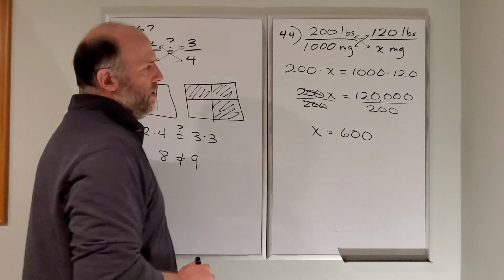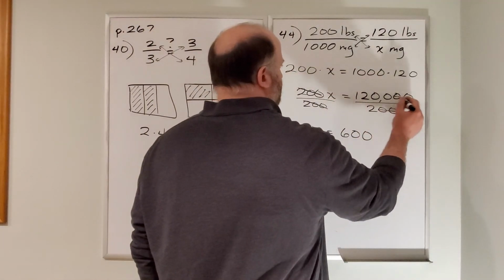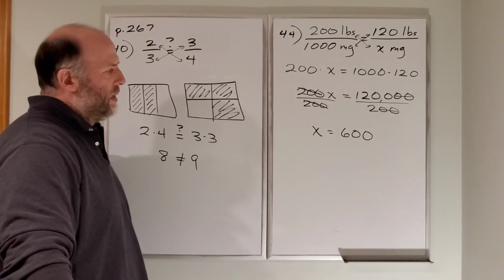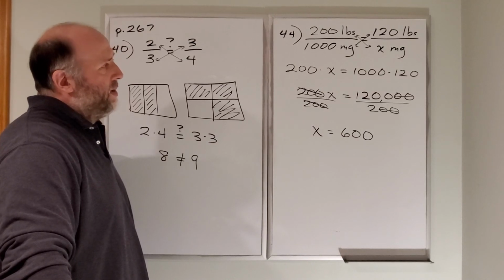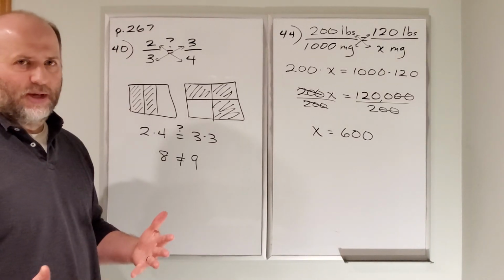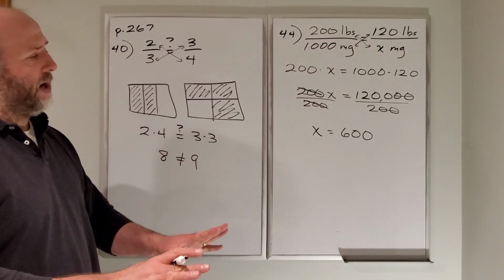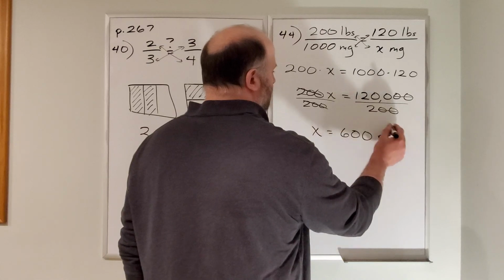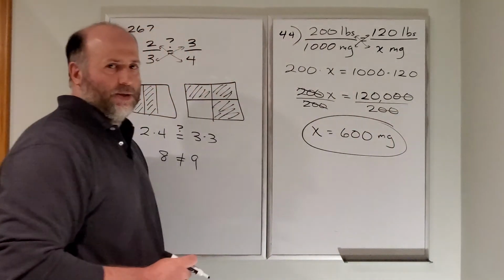Okay. You cross off these two zeros. It's really like you're dividing 2 into 1,200. So 600 milligrams. They know, generally speaking, a 200-pound person can tolerate 1,000 milligrams of this. So if you're only 120 pounds, you should probably only be receiving 600 milligrams of this medication.